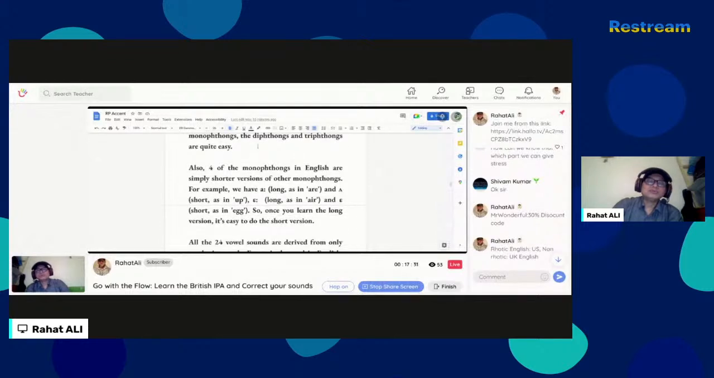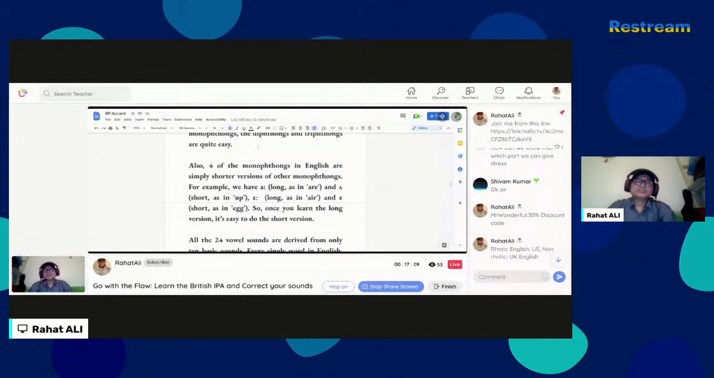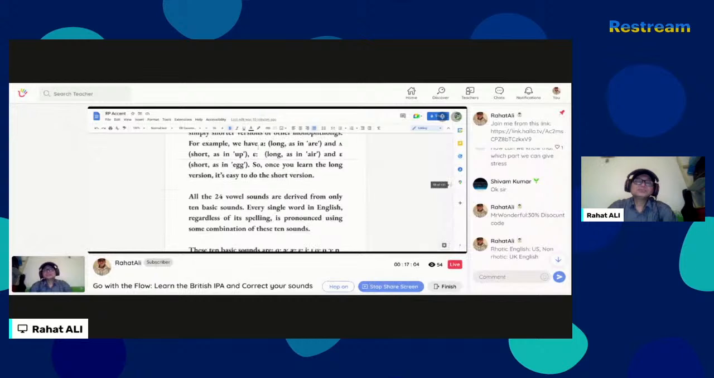Also, some of the monophthongs in English are simply shorter versions of other monophthongs. For example, we have long AR as in car, and short O as in hop. Again, long A is like ah, and short A as in egg. Once you learn the long version, it is easy to do the short version.